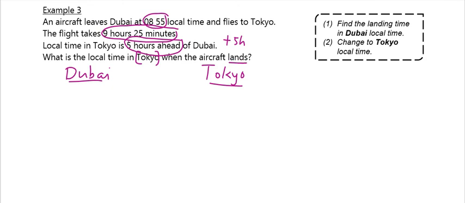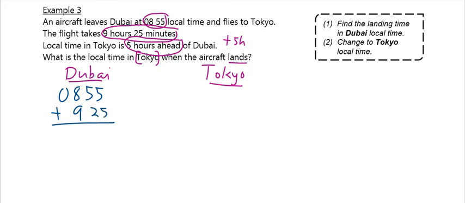Here you have to first consider the landing time in terms of Dubai local time, and then once you have the answer, you will change it into Tokyo local time. This is for easy calculation. So let's start. You are flying from Dubai at 08:55. The flight will take 9 hours 25 minutes.